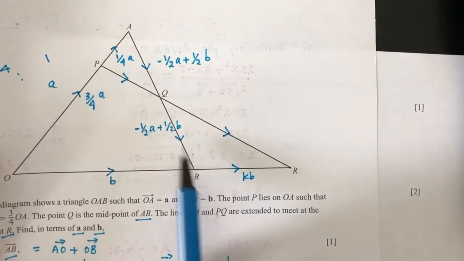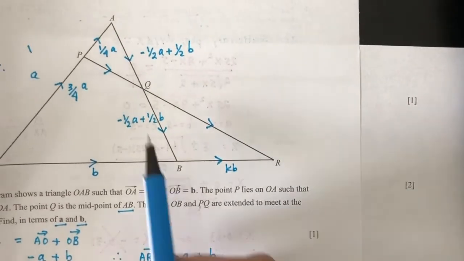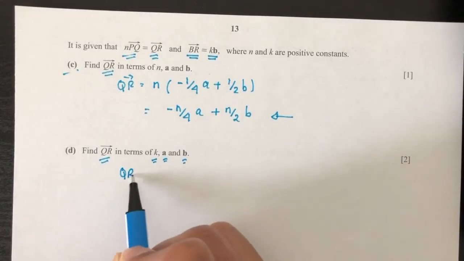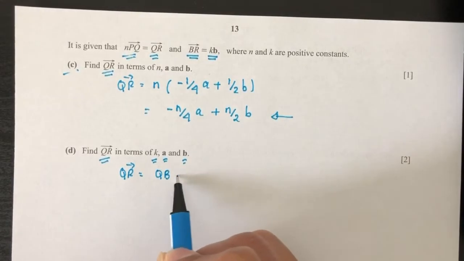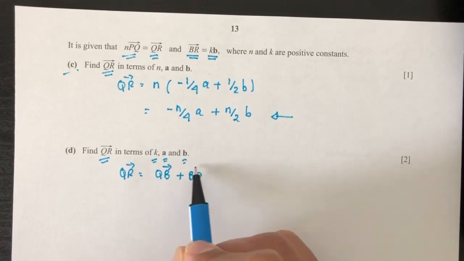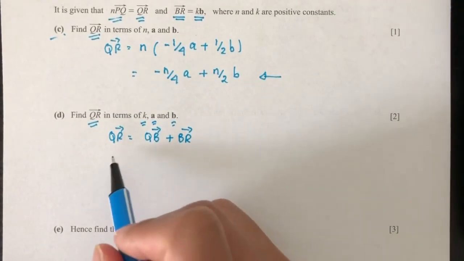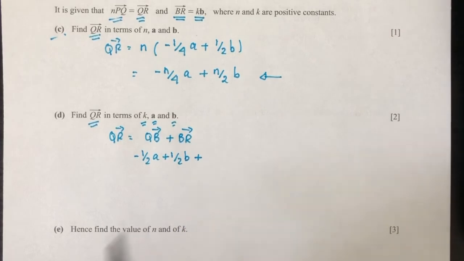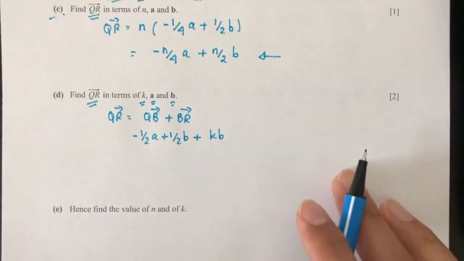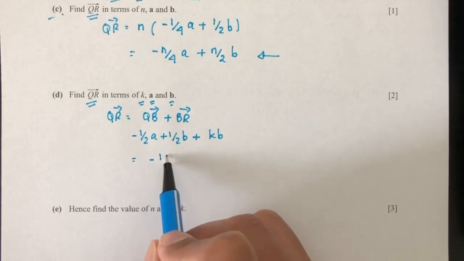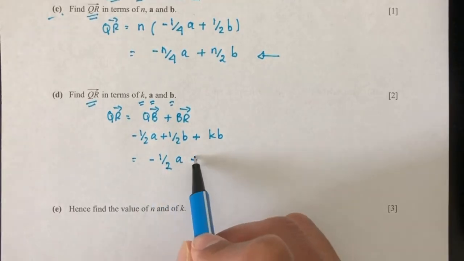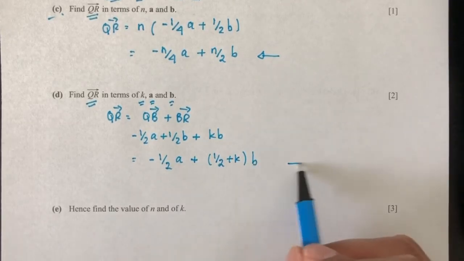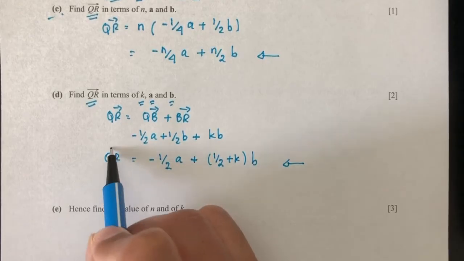So find the value of QR in terms of A, B, and K. So that will be QB plus BR. So QR will be equal to QB plus BR. Now QB, we know it is equal to minus half A plus half B, and BR is KB. So if you simplify, that becomes minus half of A and then plus (half plus K) of B. So this is also QR.